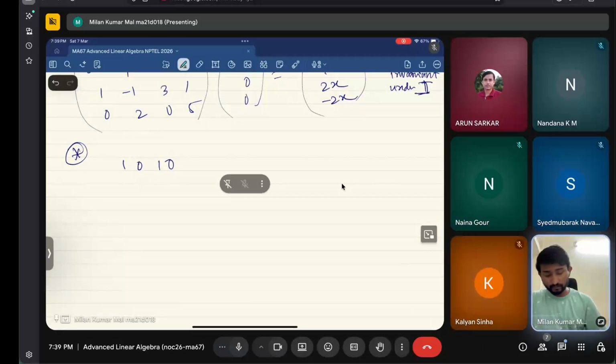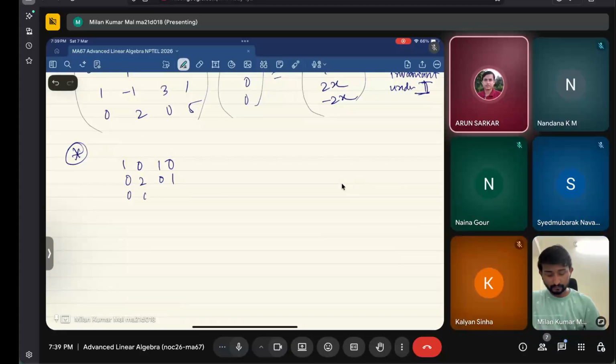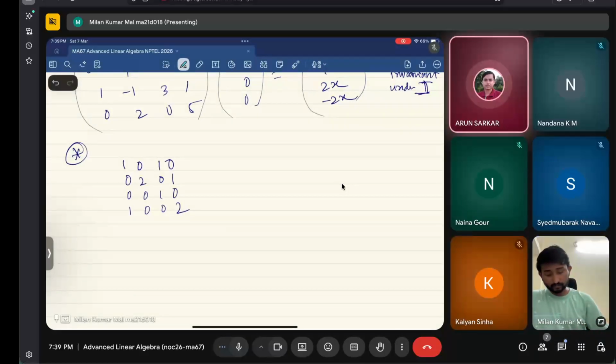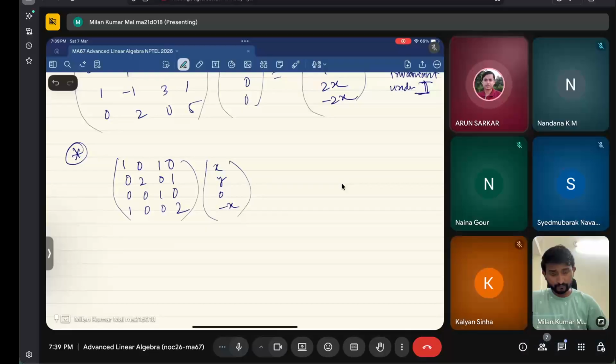Can you write 1010 row wise? 0201, 0010, 1002. And so what? Inside, the column vector will be x, y, 0, minus x. This one, right? Can I say it is invariant?